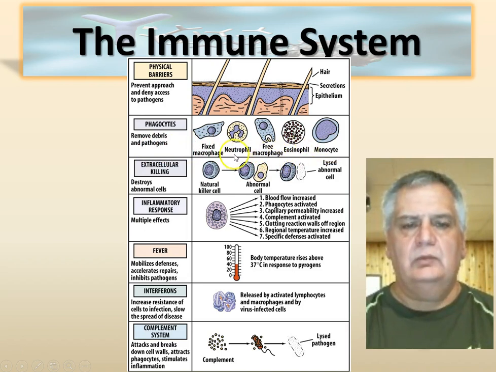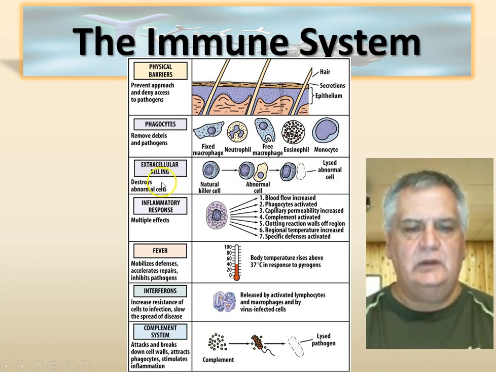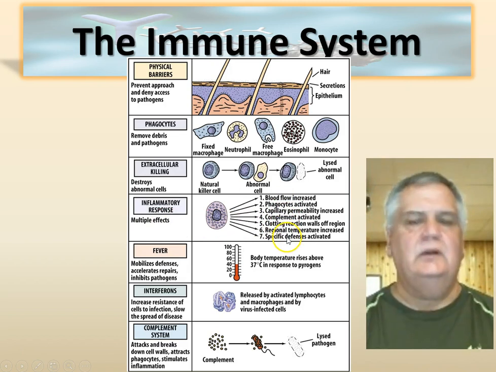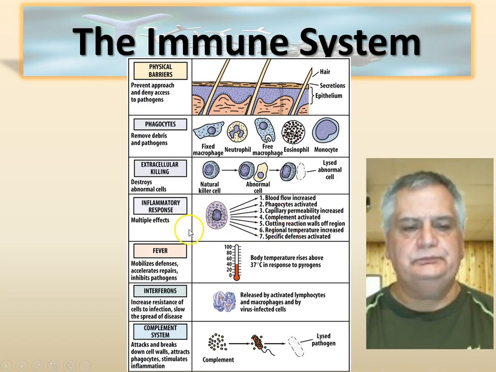You may recall some of these different names here: neutrophils, macrophages, eosinophils, and monocytes. There's also extracellular killing, which we haven't gone over yet, but we will in the future. And we have the inflammatory response, which we talked about. I gave you 3 steps, showed you a possibility for 4 steps. Here in this diagram, 7 steps. Again, all depends on who you're talking to.